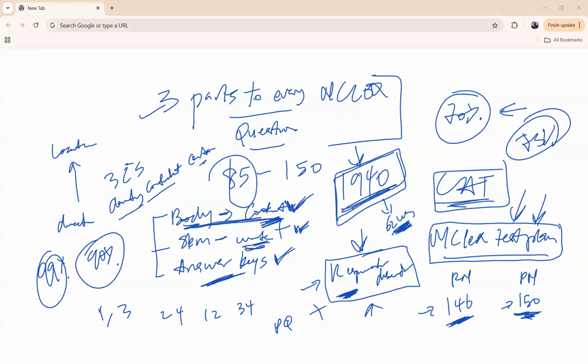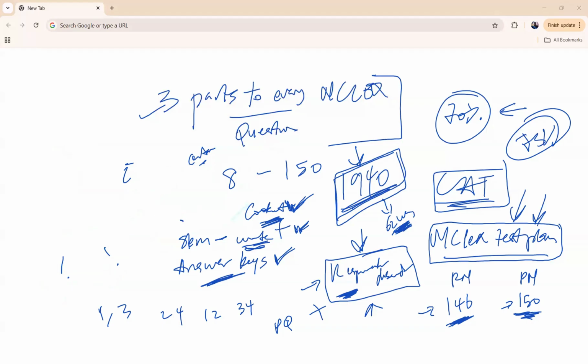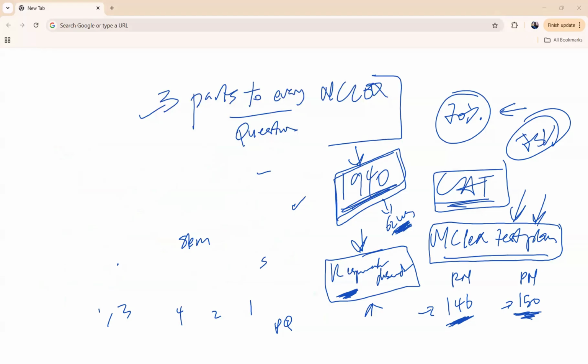This routine, right? So the 3 parts to the question, remember: the body, the stem, and then the answer keys, right? So okay, let me show you the body, the stem, the answer keys.